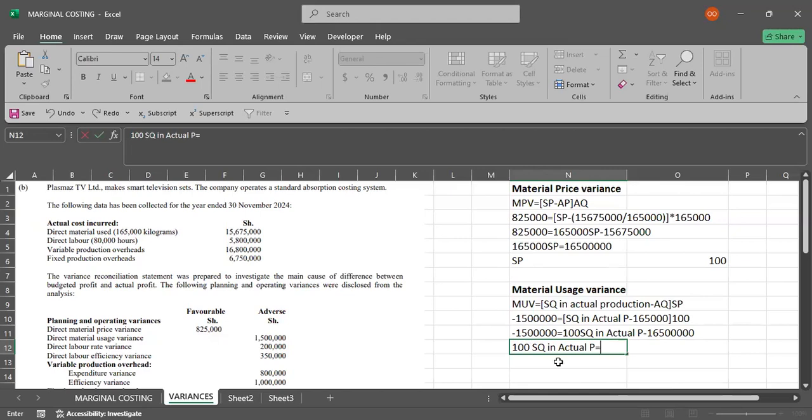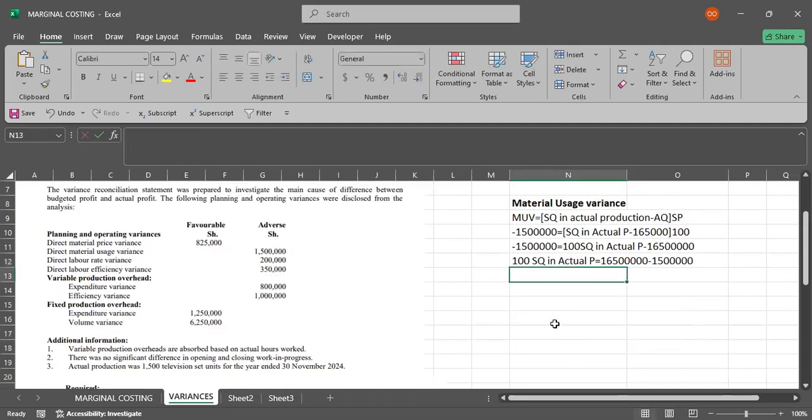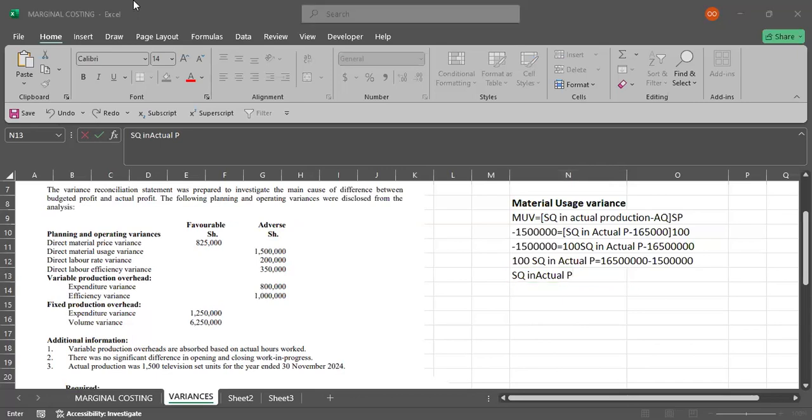Good. So what do I need to do? I'll now convert this to be a positive because it is crossing the equal sign. Then I retain negative 1,500,000. Good. So that will give me something. What is that something? I want us to get standard quantity in actual production. Good. Someone is already having the answer. Thank you.